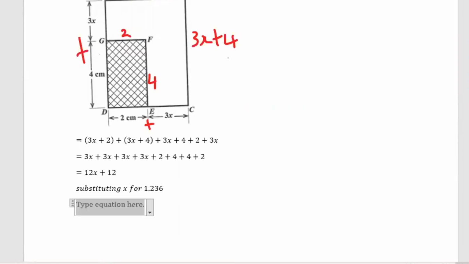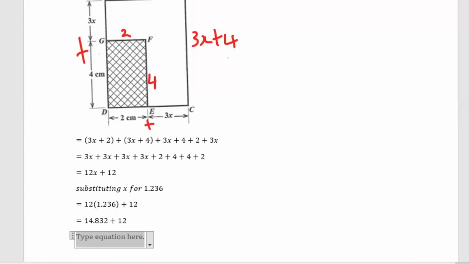So therefore, the perimeter of the unshaded region is 12 multiplied by 1.236 plus 12. When we work that out, 12 multiplied by 1.236 gives us 14.832, plus 12. And when we do that addition, what we'll get is the perimeter being 26.832 centimeters, remembering our unit. So 26.832 centimeters is our perimeter.